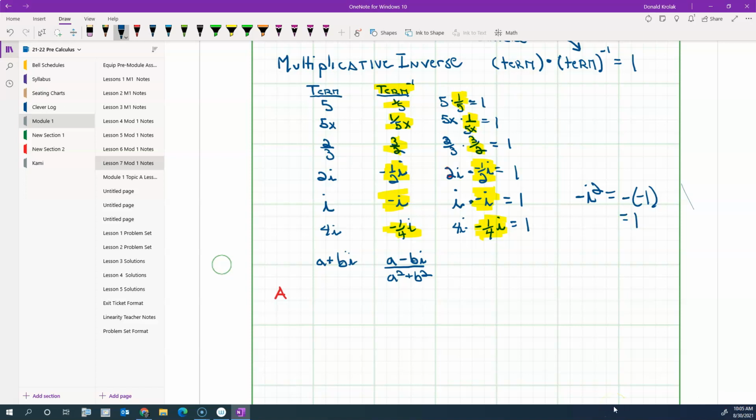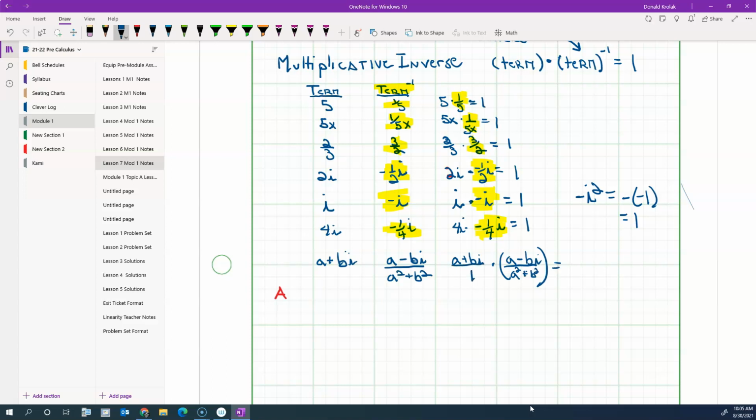See, if you did the multiplication for these, A squared plus B squared times A minus BI over A plus BI times A squared plus B squared.